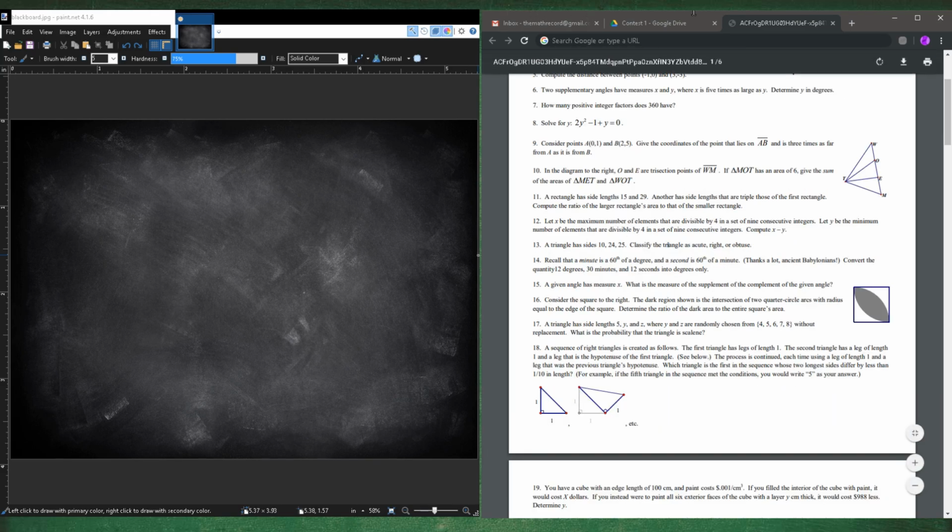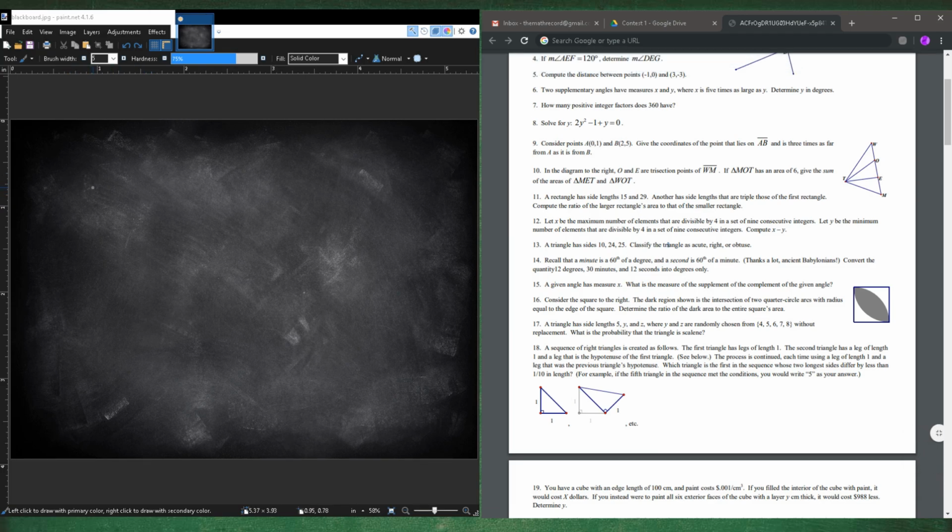To work on this entire contest. Number 12. Let x be the maximum number of elements that are divisible by 4 in a set of 9 consecutive integers. Let y be the minimum number of elements that are divisible by 4 in a set of 9 consecutive integers. Okay, so let's do this.